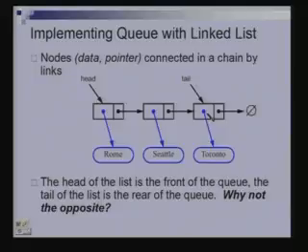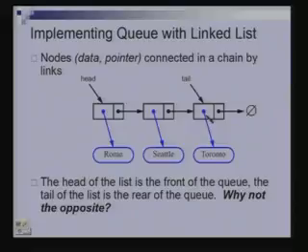Can someone tell me why the tail of the list cannot be the front of the queue? Why can't I have my queue in which the first element is this, the second element is this, and the third element is this? Adding would be at that side, so we are adding at the loose end. Because that is more remove. Exactly. So, the problem is with removing.